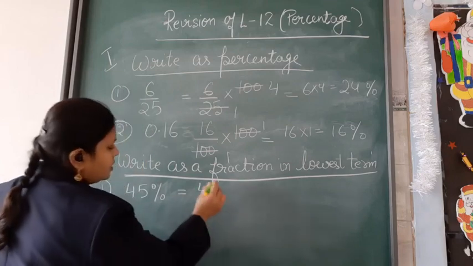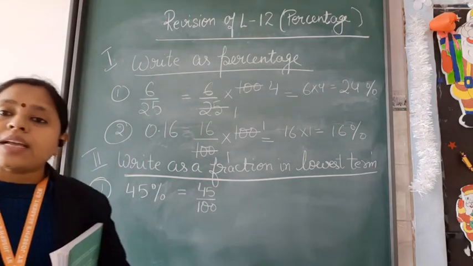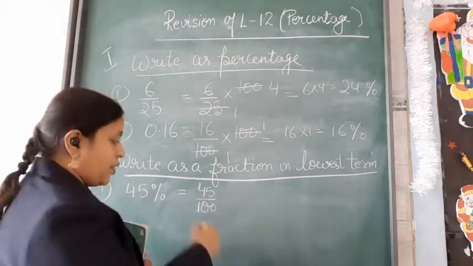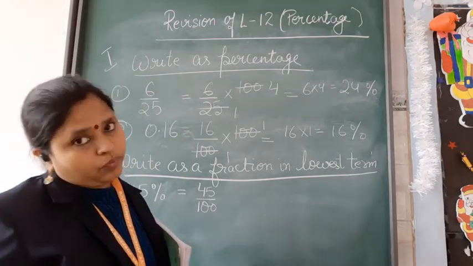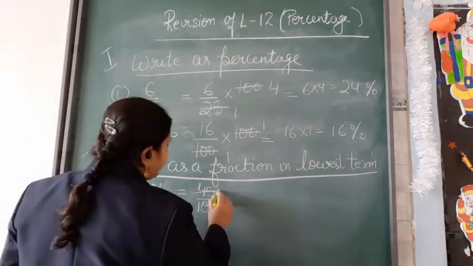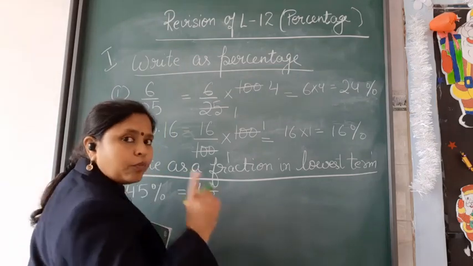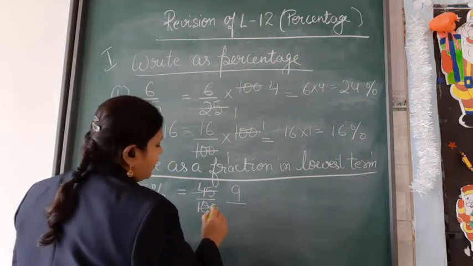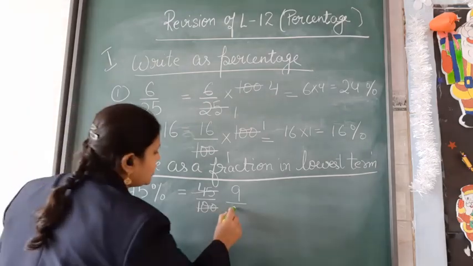And now children, it has changed into a fraction. Can you reduce this fraction? Or if you can reduce, means if you can write it in lowest term, we should do it. So yes, we can reduce this fraction by dividing 45 and 100 by the common number 5. So 45 divided by 5, we get 9. And when we divide 100 by 5, we get 20.